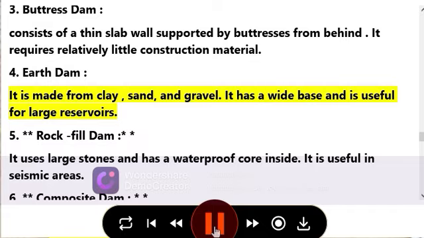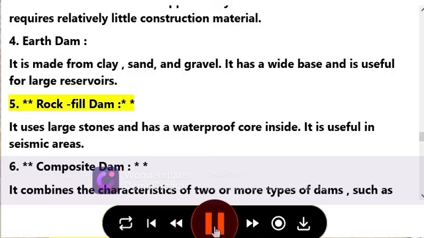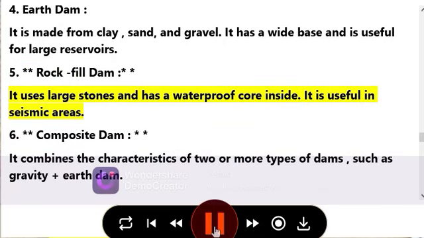It requires relatively little construction material. 4. Earth dam. It is made from clay, sand, and gravel. It has a wide base and is useful for large reservoirs.